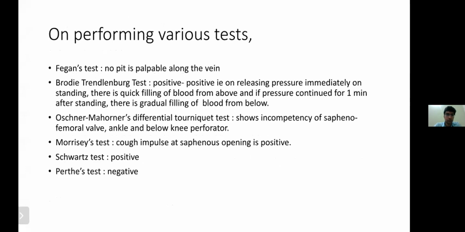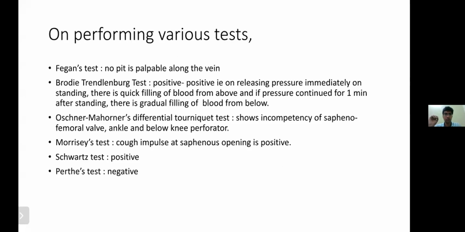On performing various tests: Fegan's test, no pit is palpable along the vein. Brodie-Trendelenburg's test is positive. Do not say that, just see. On standing, there is quick filling of blood from above. Only say positive, so what is the finding? Eliminate "positive, positive, double positive", whatever it is. Either say the other thing and don't say positive, positive. Again, the same thing. Yeah, continue.